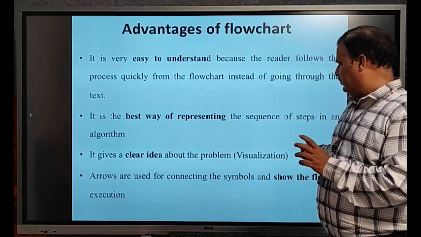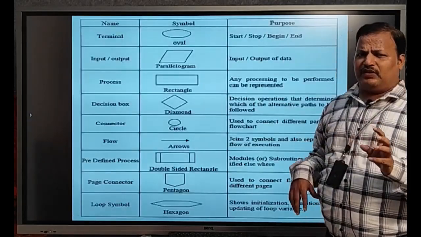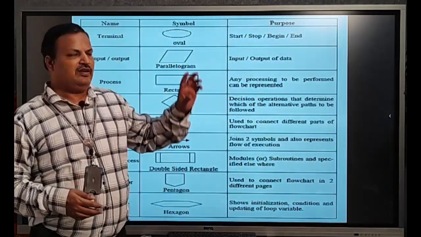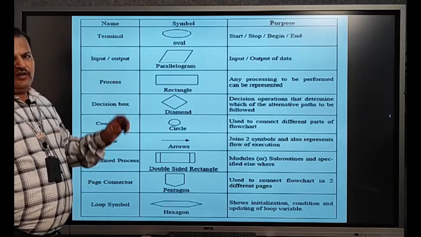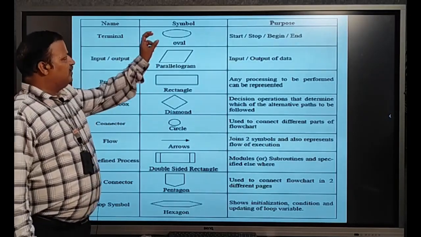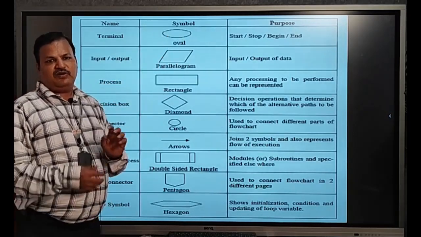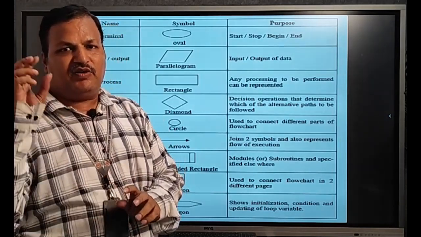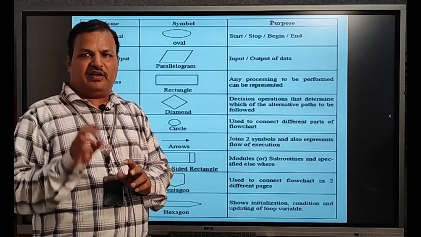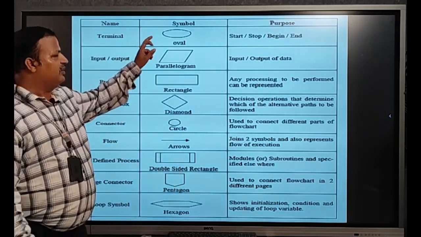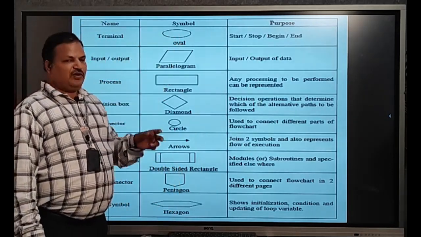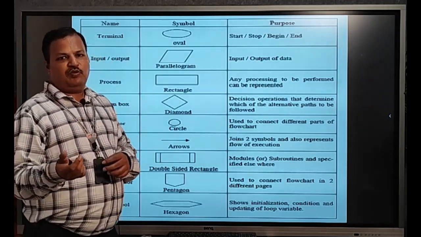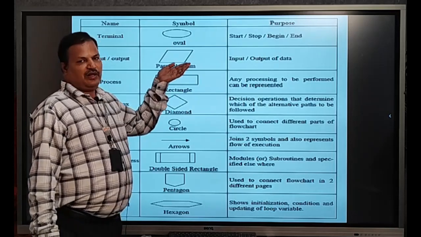So if you go to the basic symbols, what are the different symbols used in the flowchart? We have many symbols. Here are some of the most important ones. First one, we are using an oval symbol. The oval symbol we are using for indicating start and stop of a flowchart. Whenever we are starting and whenever we are ending a flowchart, we have to represent that with an oval symbol. Then whenever we want to get any inputs or we want to display any outputs, we have to use the symbol called parallelogram.